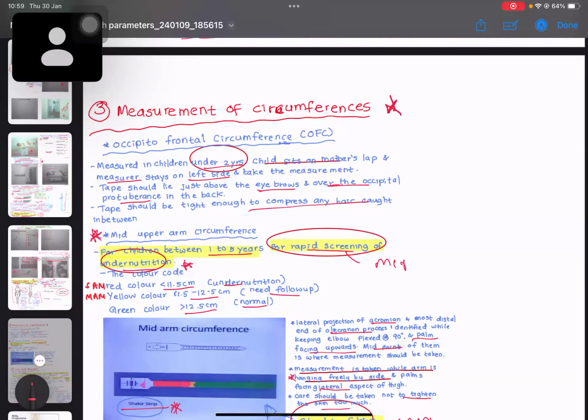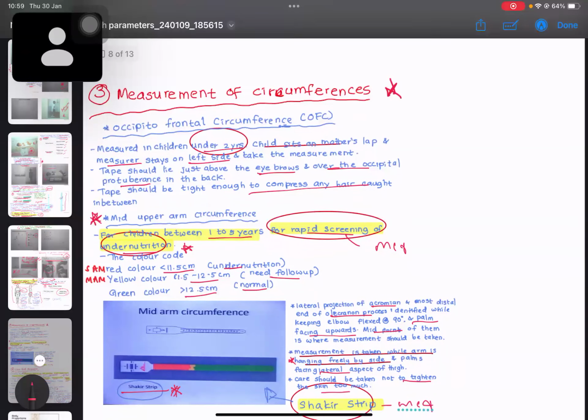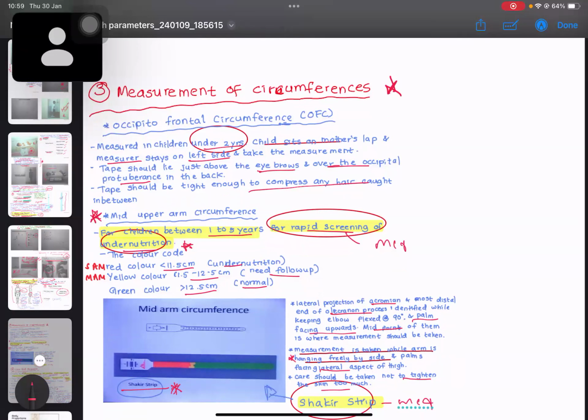When measuring OFC, some of these points can be assessed in your cases, because if you are given a child less than 2 years, and in the examination you have to measure OFC and show that, because it's an observed case. So for that, practice measuring OFC. Occipital-frontal circumference, OFC, is measured in children under 2 years in Sri Lanka.